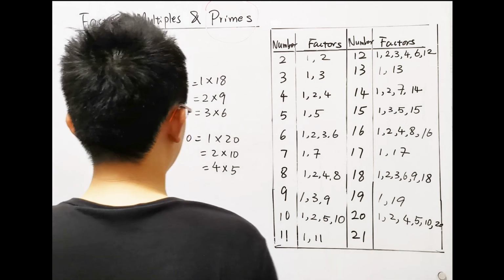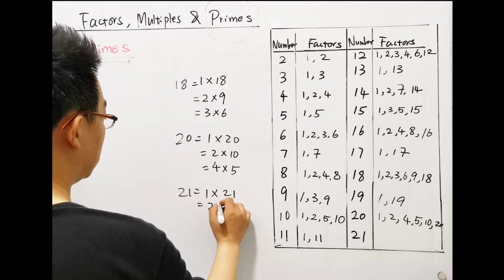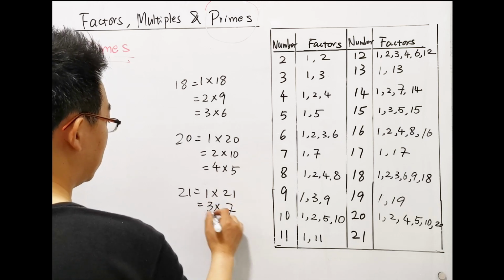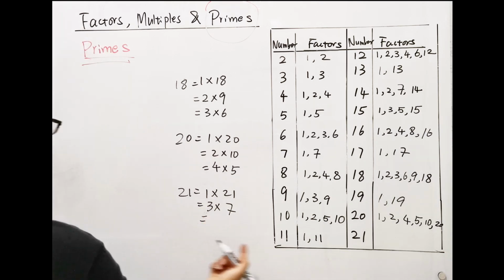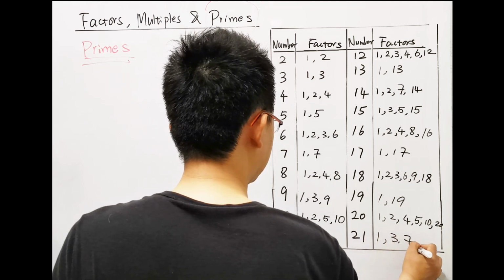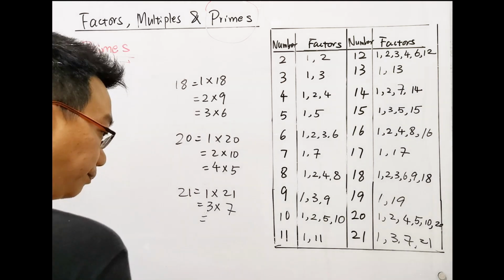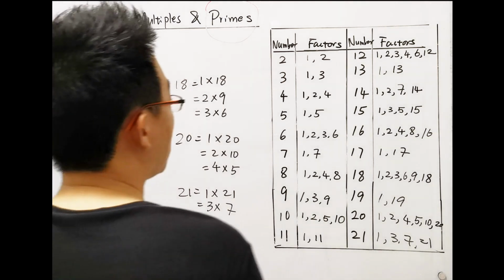How about 21? 21. Okay, 1 times 21, 2, no for 2, right? Okay, how about 3? 3, yes, okay, 3 times 7 is 21. So what else do we have? No, nothing, right? Okay, so we have 1, we have 3, we have 7, we have 21 itself. Okay, very good.